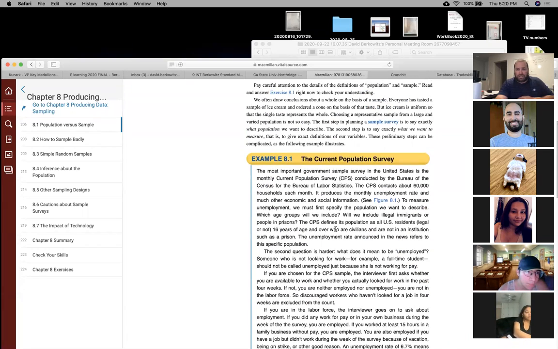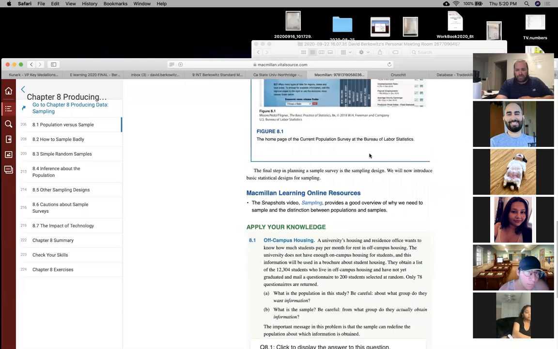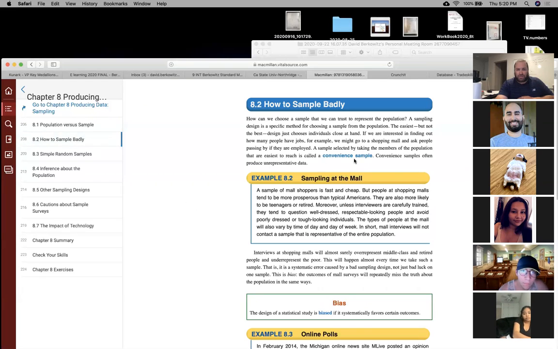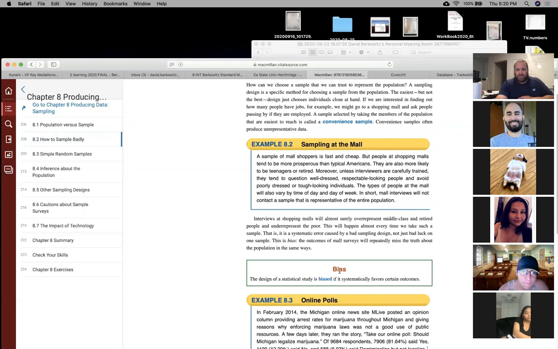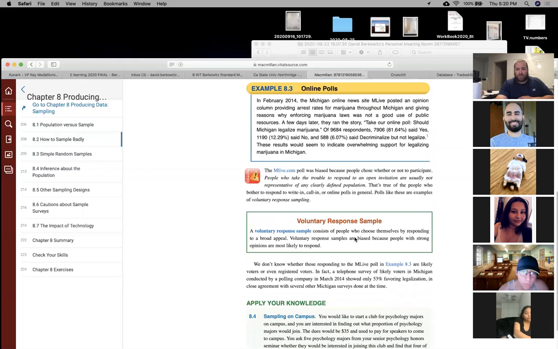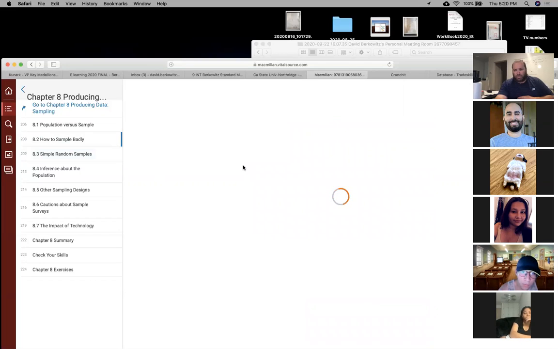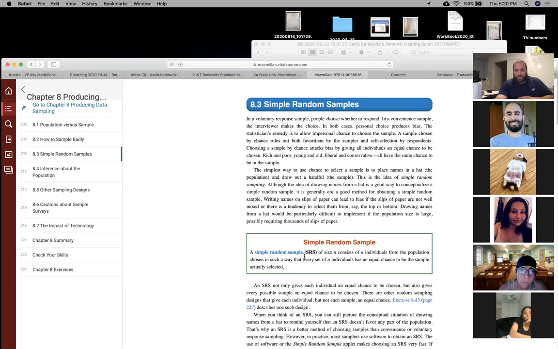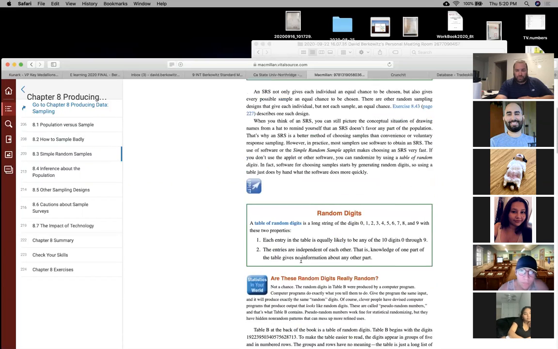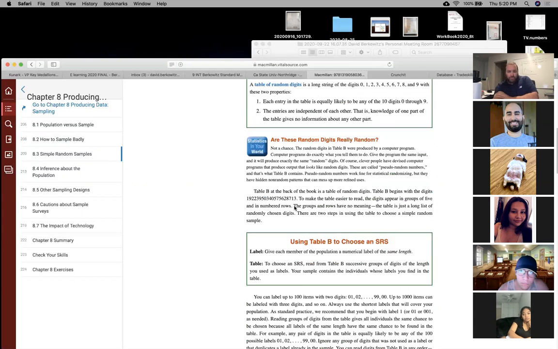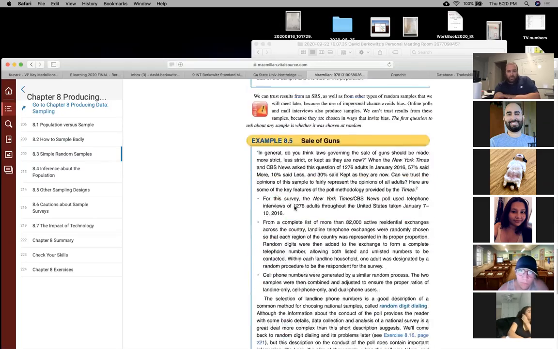And we talked about bad samples, like convenience samples, which can be very biased, or voluntary response samples, which can be even more biased. Those are both bad. We talked about simple random samples, or SRS, the best kind, where any group of individuals is as equally likely to be chosen as any other one. You can use random digits, or an RNG, to create a simple random sample, either on a computer or with a table.